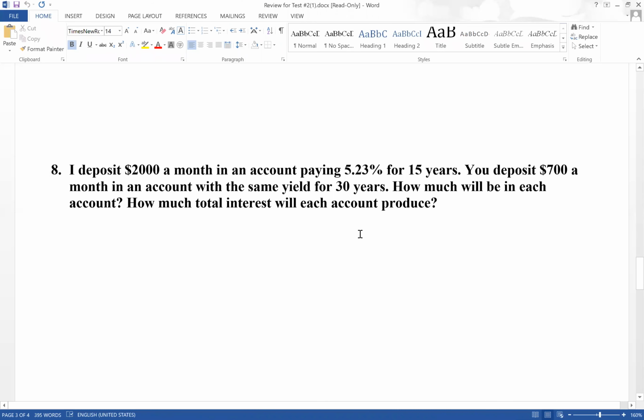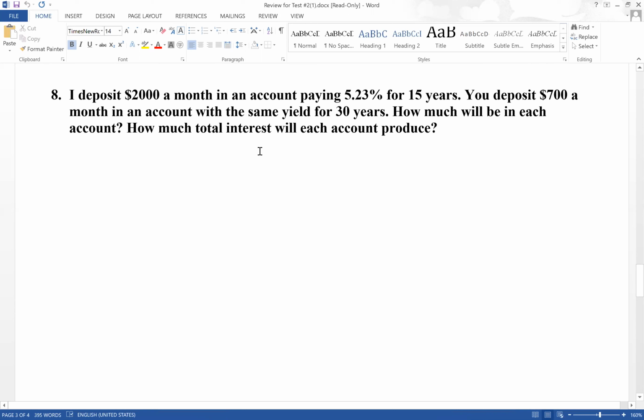And let's look at question 8. Let's say I deposit $2,000 a month in an account paying 5.23% for 15 years. You only deposit $700 a month in an account with the same yield for 30 years, double the time, but save a lot less, only 1/3 of the investment. How much will be in each account? How much total interest will each account produce?